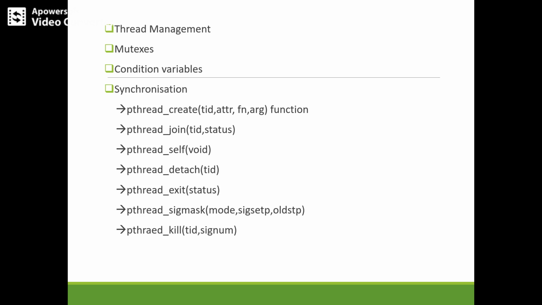And next is the pthread_exit function. This is the way for a thread to terminate. Whenever a thread calls pthread_exit, it returns the status of termination.